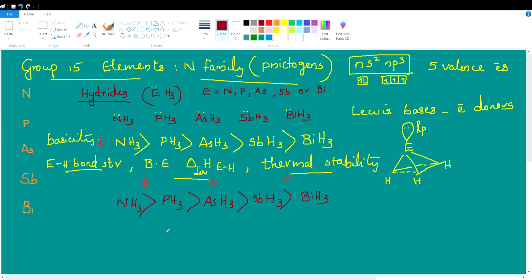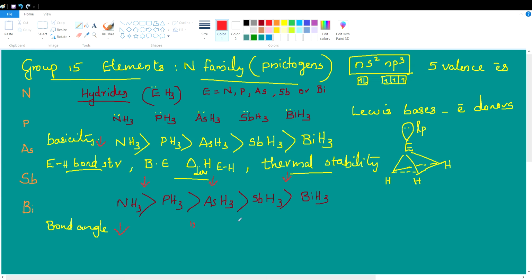The next property is regarding the bond angle. If we compare the bond angle of these hydrides, the bond angle of the hydrides also decreases down the group. Down the group, bond angle also decreases. That means the same order. In ammonia, the maximum bond angle, and the bond angle minimum in the case of bismuth hydride. Means the order of bond angle is also the same. Down the group it decreases.